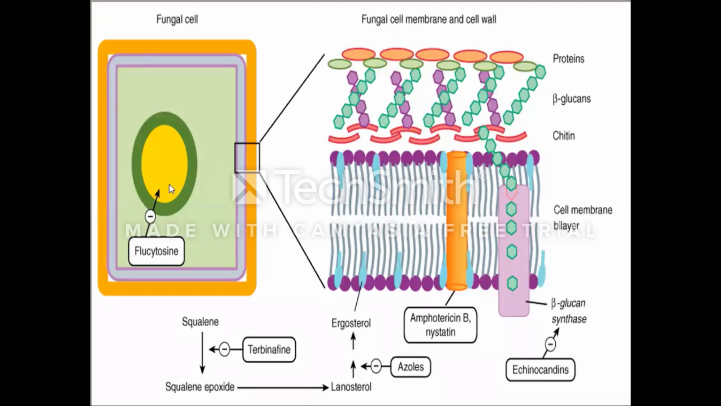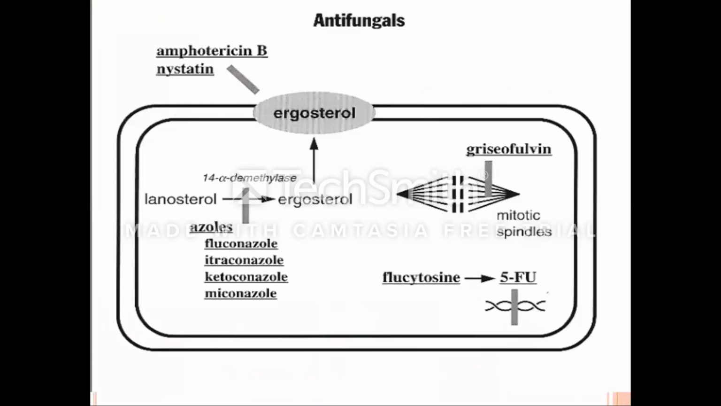We have seen flucytosine, which acts as an anti-metabolite and prevents the multiplication of the fungi. So there are so many antifungal drugs available. We have even seen griseofulvin, which interferes with mitotic spindles and prevents the separation of the chromosomes. It is causing irregularities in the metaphase and therefore preventing the division of the fungal cell.